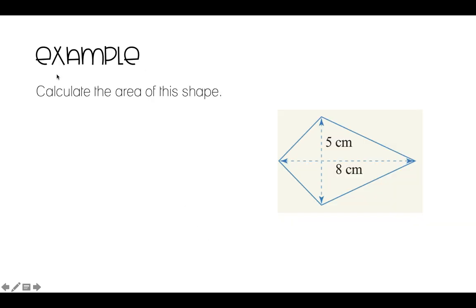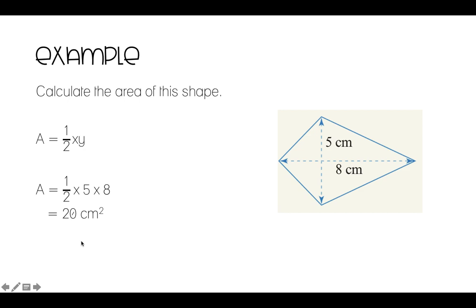So now we're going to calculate the area of a couple of shapes. So let's calculate the area of this kite, and the rule for that is half times x times y. So we go half times 5 times 8, and so you could go 5 times 8 is 40, and 40 divided by 2 is 20. Or you could also go half times 8, which is 4, and 4 times 5 is 20. So you get that answer of 20 centimeters squared.